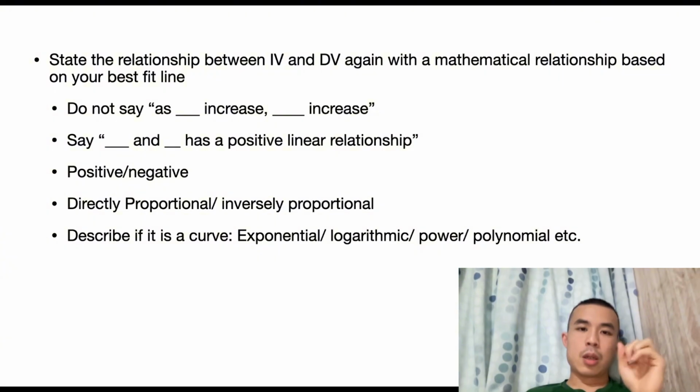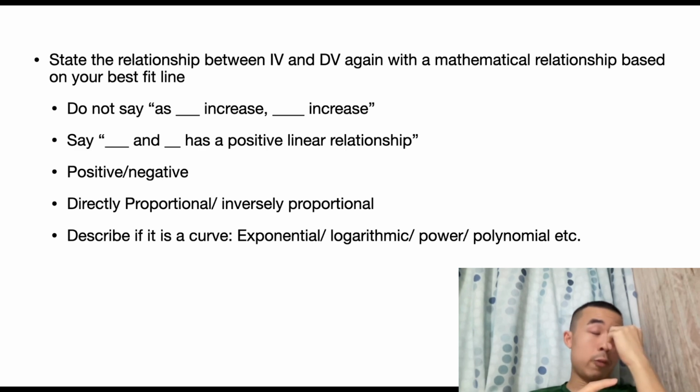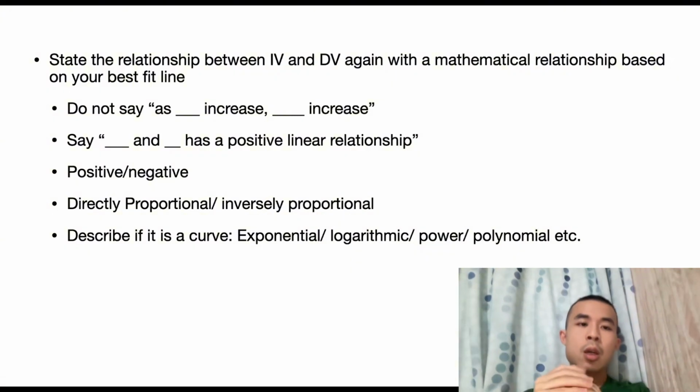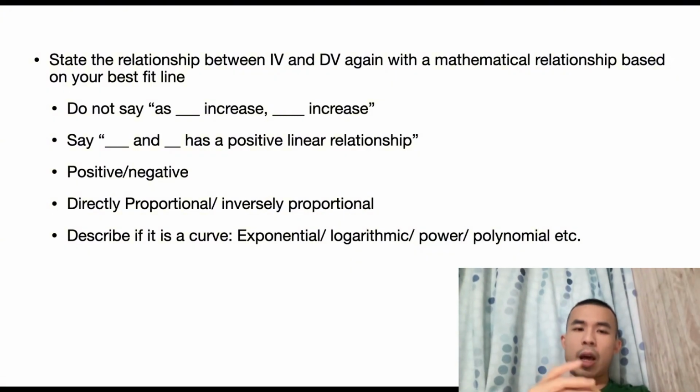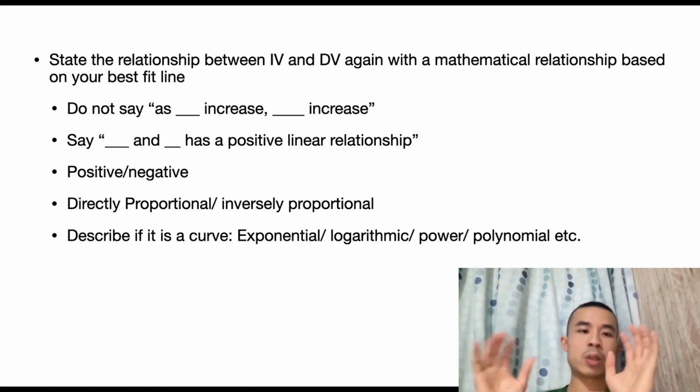Now, we first start off by stating the relationship between IV and DV again, with your mathematical relationship of the best fit line, whether that's a straight line or a curve. So don't say something like, "As temperature increases, the rate increases," or "When pressure increases, volume decreases." These are very low tier responses.